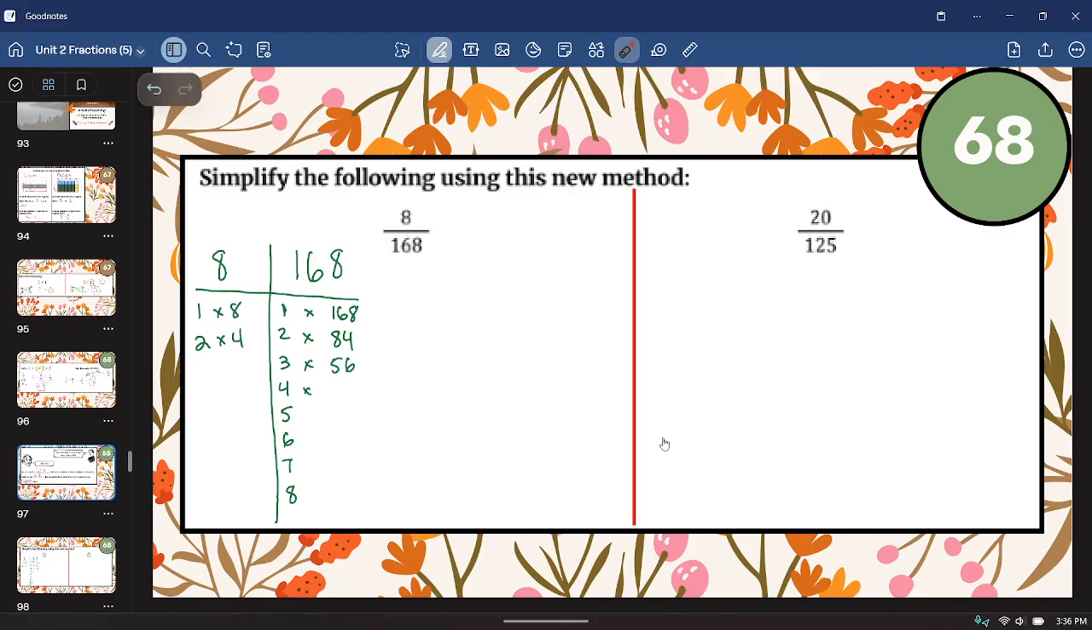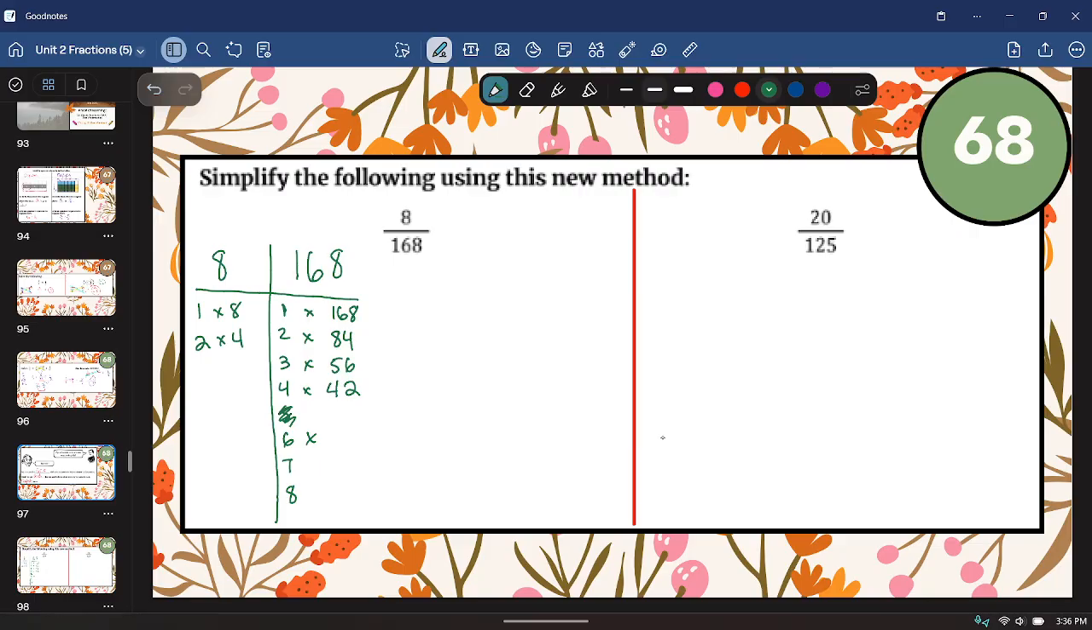For 4, all you had to do is check the last 2 numbers. So 68. That is divisible by 4. And 168 divided by 4 would get you 42. So 4 times 42 gets you there. For 5, the number has to end in 0 or 5. 8 is not 0 or 5, so 5 does not work.